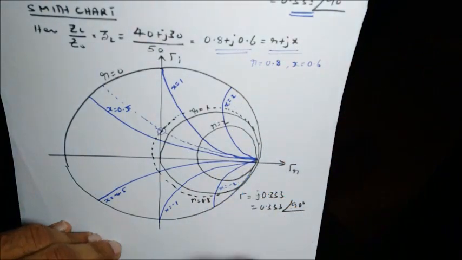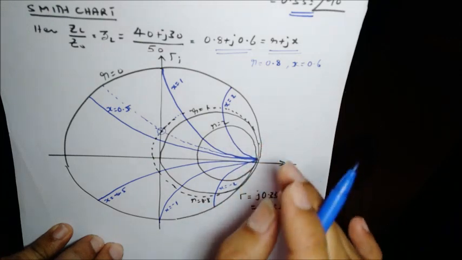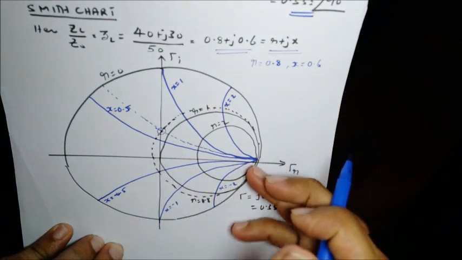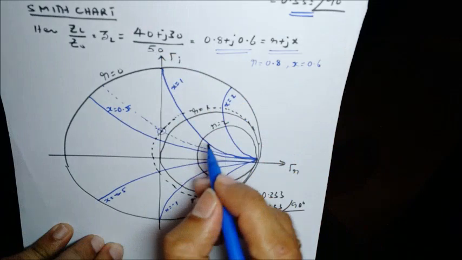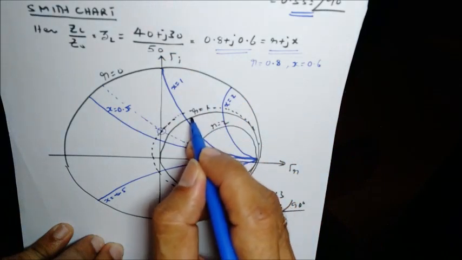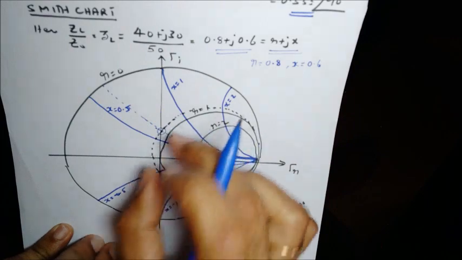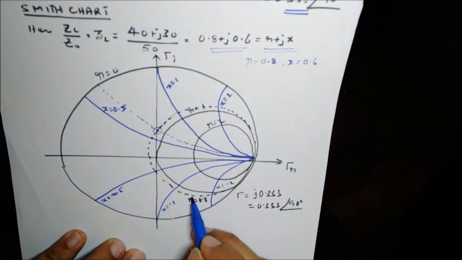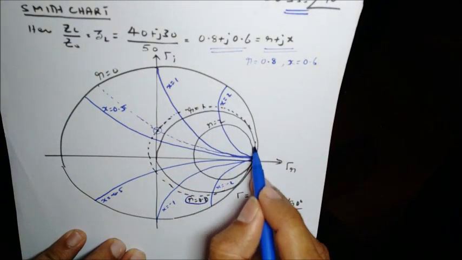So what we do first is we locate the r equal to 0.8 circle on the Smith chart, and that will be somewhere here, because as you can see, as the r value decreases, the radius of the circle increases. So r equal to 2, r equal to 1, r equal to 0. So r equal to 0.8 will be somewhere here roughly. I will show the actual location in the Smith chart later. So I have marked it r equal to 0.8. This dotted circle corresponds to r equal to 0.8.